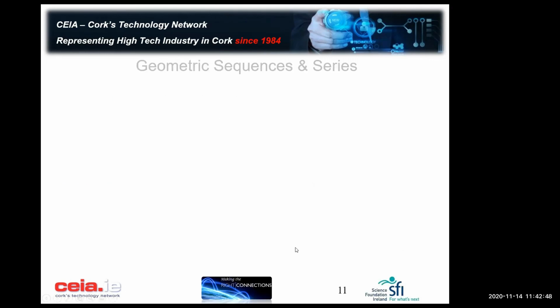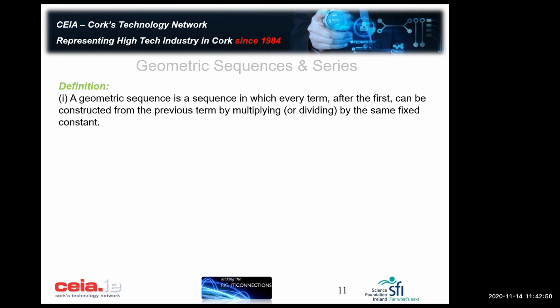So now we'll move on to geometric sequences and series. The definition of a geometric sequence is one in which every term after the first term can be constructed from the previous term by multiplying or dividing by the same fixed constant. And that fixed constant is called your common ratio. For example, we have 2, 6, 18, and 54. If you have a look at that, if you divide 6 by 2, you get 3. If you divide 18 by 6, you get 3.